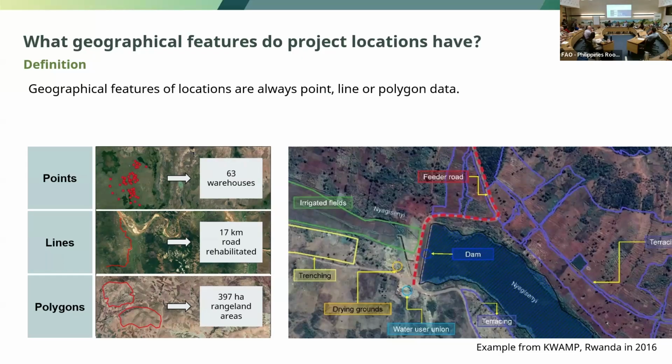Here's a nice project from Rwanda, from an IFAD project that closed 10 years ago, and it shows a dam. The project developed feeder roads. They had irrigated fields. They did a lot of terracing and trenching, so sustainable land management. They also mapped the water user unions and rice paddies. I think this data set is a dream for evaluators, and not only for evaluators, but for many other operational procedures.